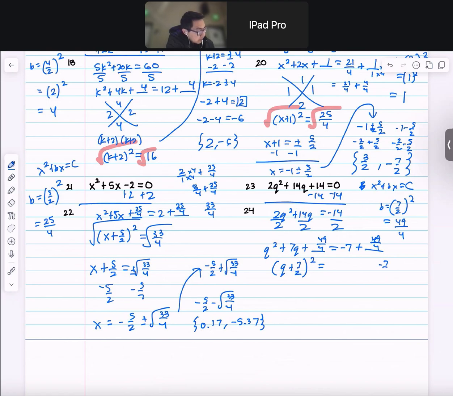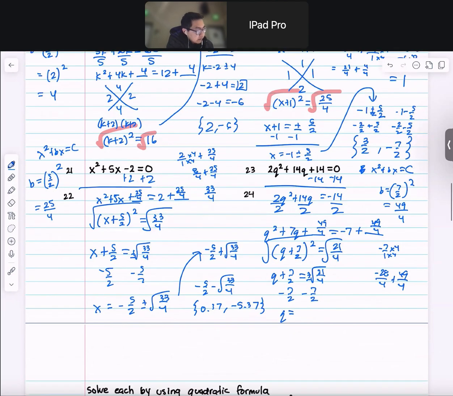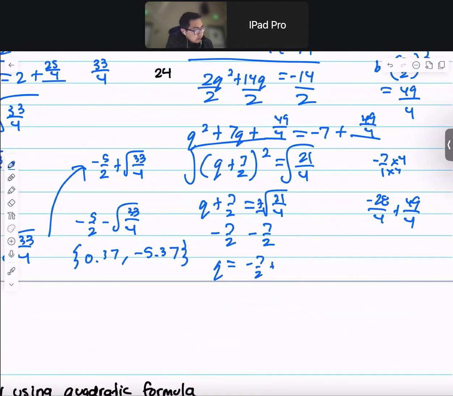And now we've got to get common denominators here. Multiply the negative 7/1 by 4. Negative 28/4 plus 49/4. That is 21/4. Square root both sides. Q plus 7/2 equals, that really can't simplify, plus or minus, and then subtract both sides by 7/2. So I'm assuming you're going to get a crazy decimal answer for this as well. Not a problem. Negative 7/2 plus rad 21/4, that's one answer. Negative 7/2 minus rad 21/4 is the other answer.